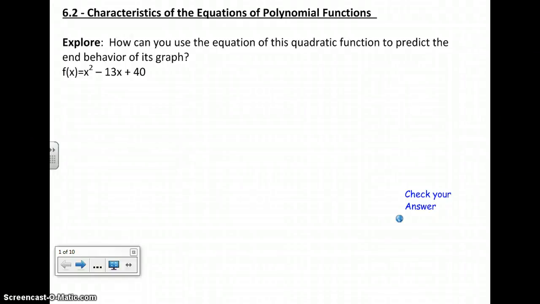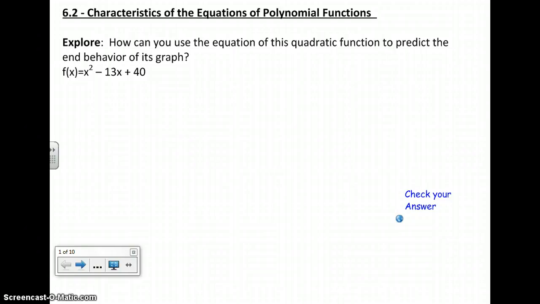All right, grade 12, 6.2 is characteristics of the equations of polynomial functions. So we're going to start with explore. How can you use the equation of this quadratic to predict the end behavior of its graph? So we want to know what this graph looks like. First thoughts, what can you tell me about this graph?